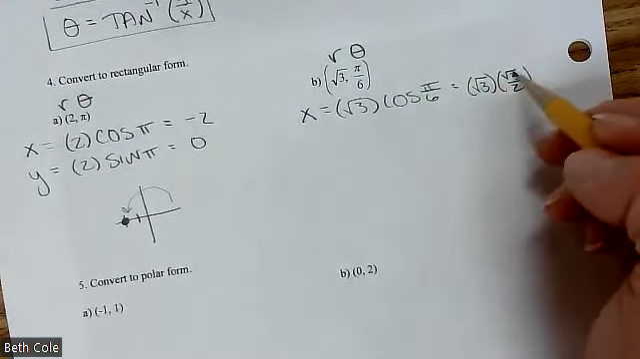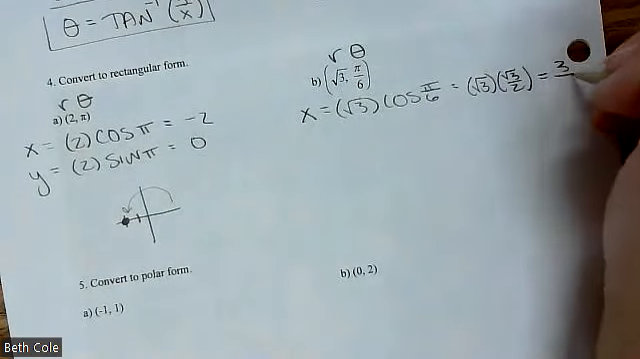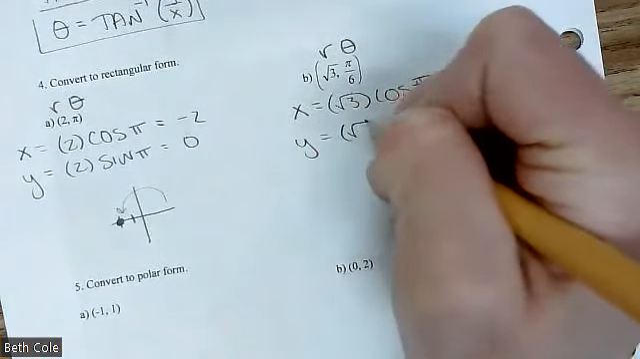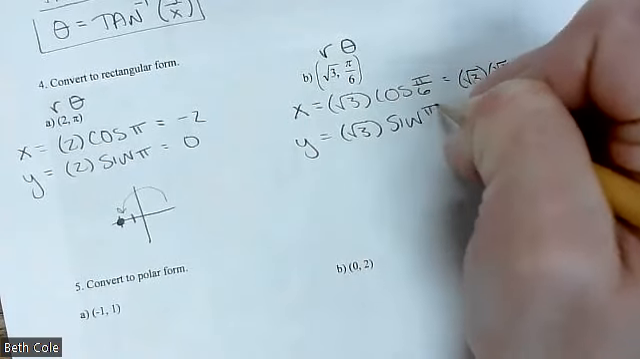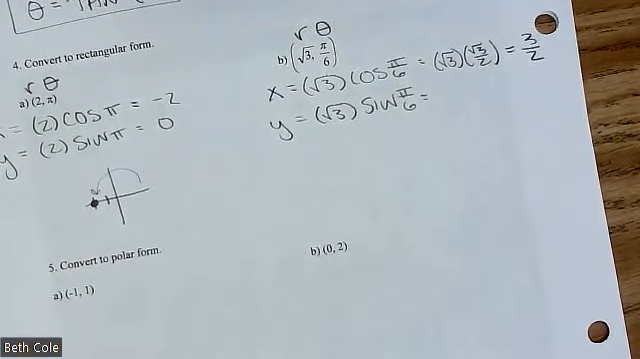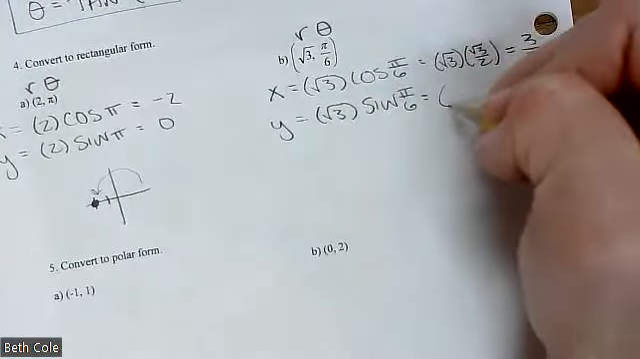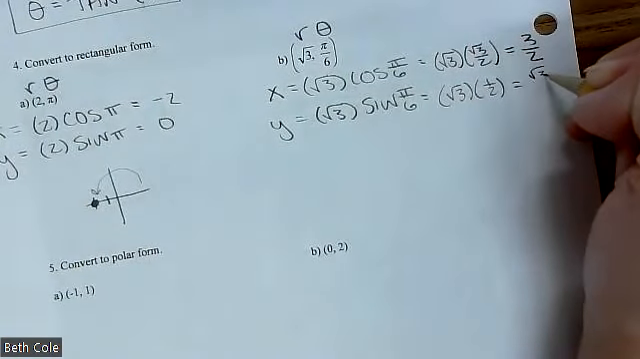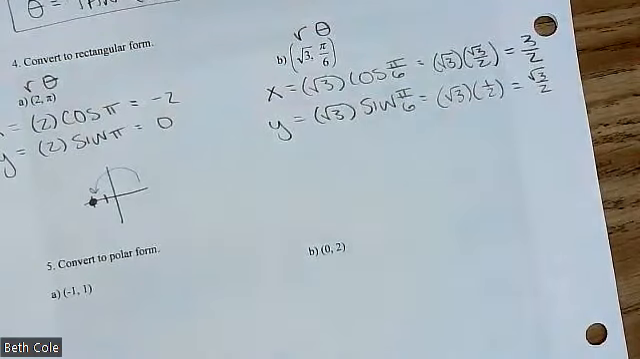So square root of 3 times square root of 3 would just be 3. So it'll end up just being 3 over 2. All right. And then y is going to be square root of 3 sine pi over 6. Easy enough, and then all you have to do is remember everything from pre-calculus. So that would be 1/2. So square root of 3 times 1/2, which would just be square root of 3 over 2.